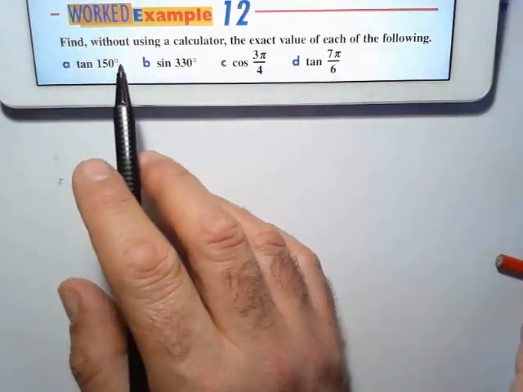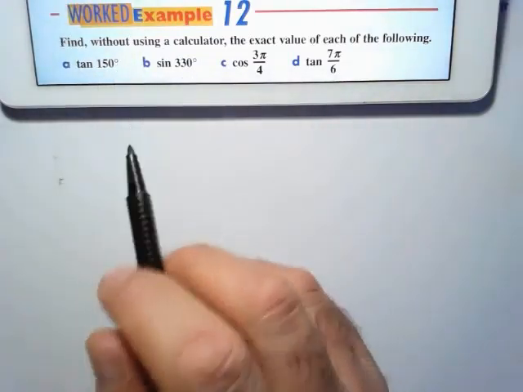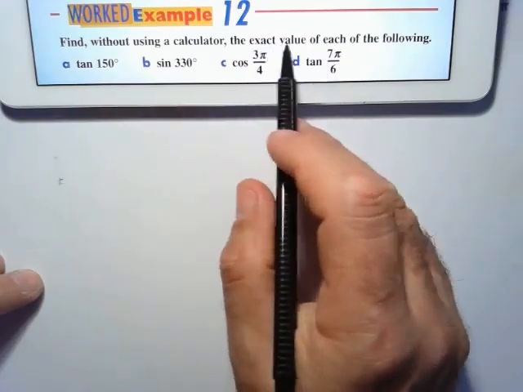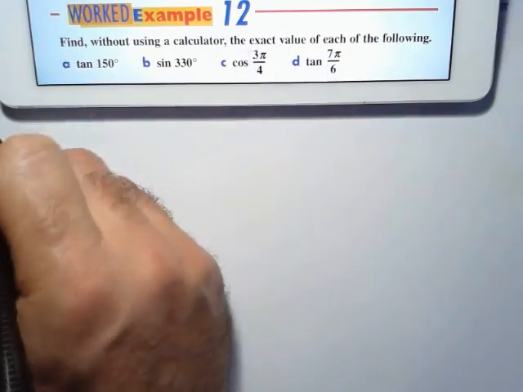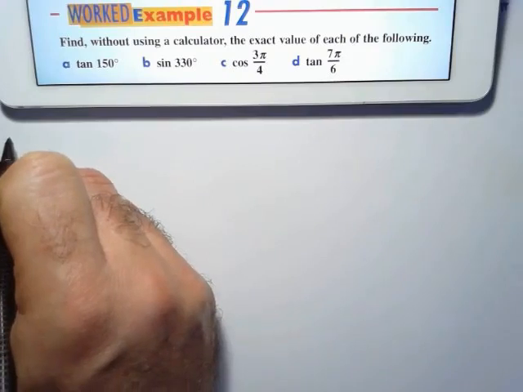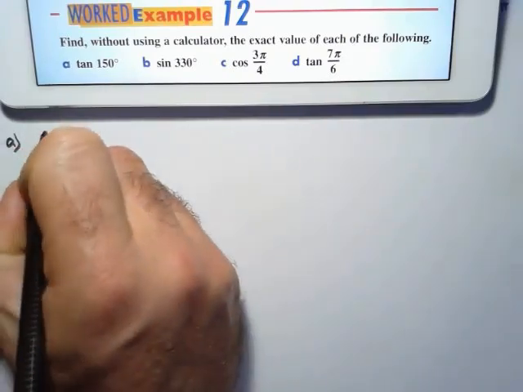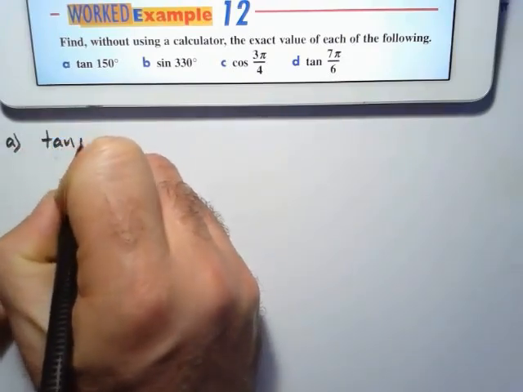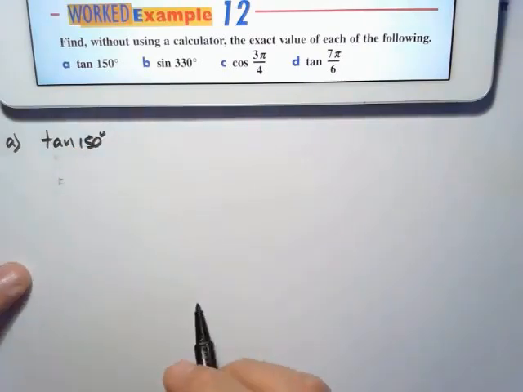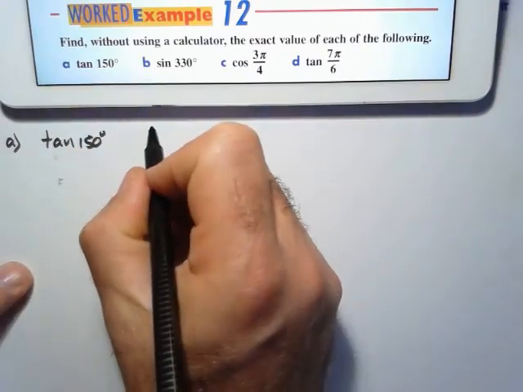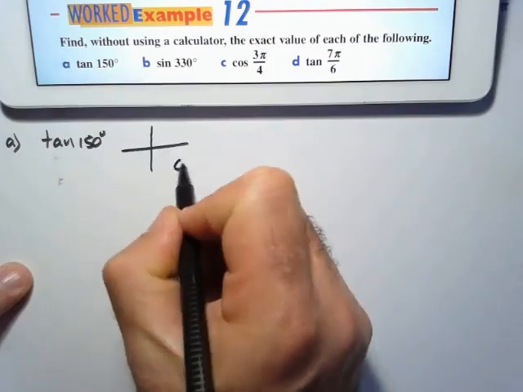Find without using a calculator the exact value of each of the following. Important, exact value. So for A, all of these questions are going to have a number of steps. So A, tan of 150 degrees. Step 1, cast diagram to find out where we are lying. So cast.